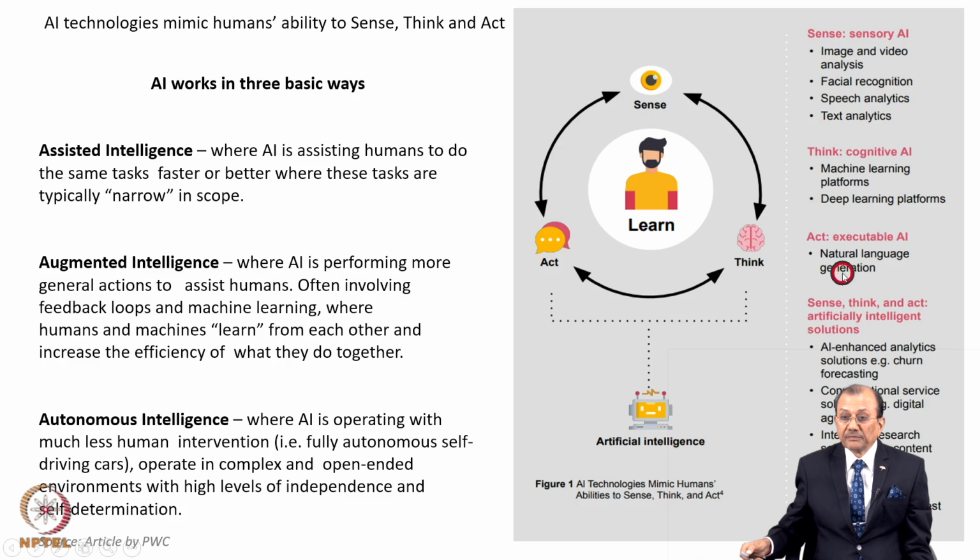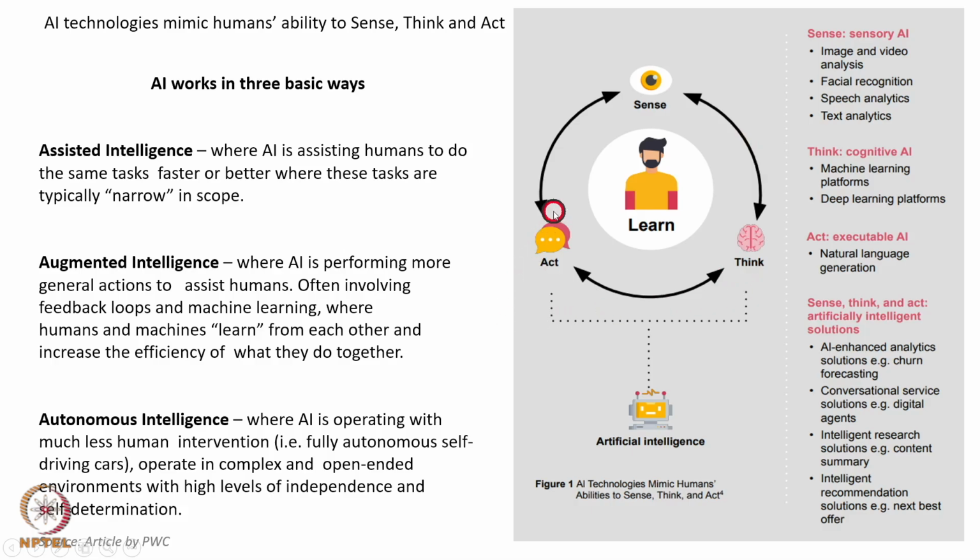This is a natural language. Here, the executable AI component is more in action. So if you see that, the AI has three kinds of roles: sense, think and analyze, and then act. So we will see that in computer vision technology, all these three roles are in play.